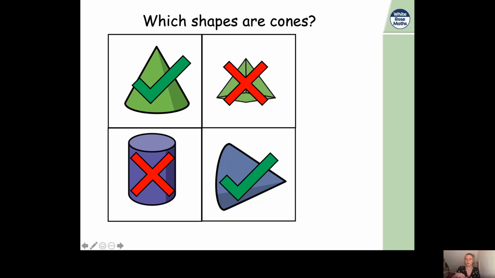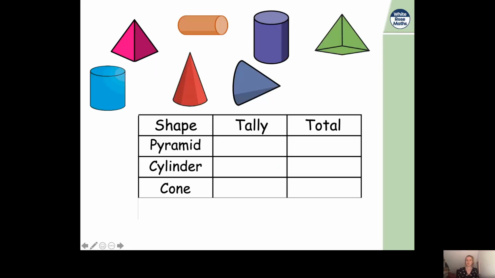Okay, so let's have a look at our next question. Well, in our next question, we have a tally chart. And the tally chart is going to show how many different 3D shapes that we have. Okay, so we're going to have some pyramids, some cylinders, and some cones.